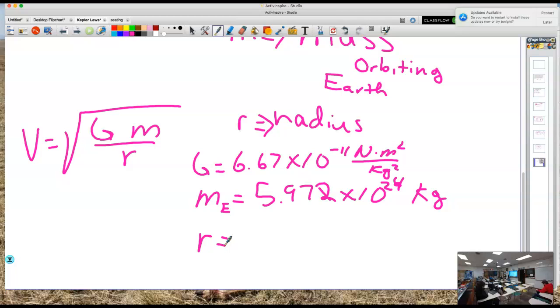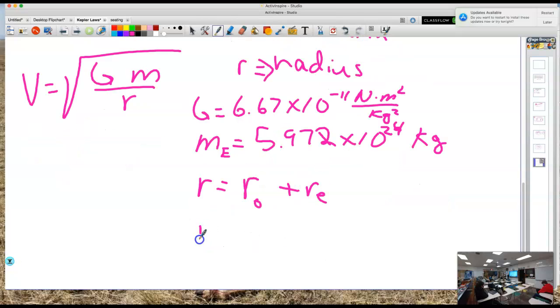Now the radius, remember we said, was the radius of the orbit, or the height of the orbit, plus the radius of the Earth. So don't forget, we have to add those two. The height of the orbit was 20 kilometers.